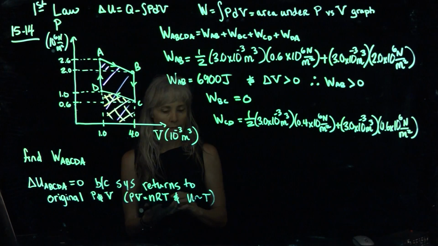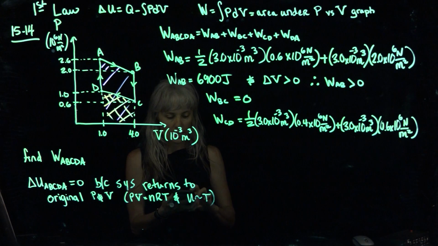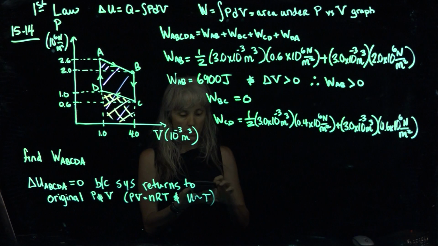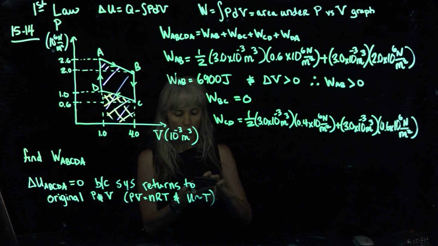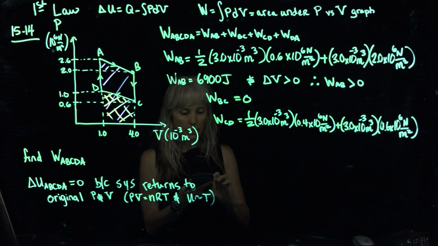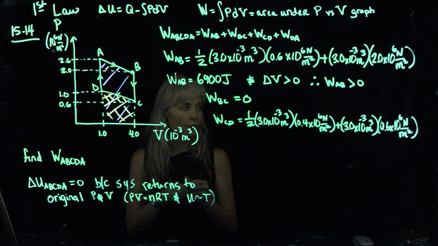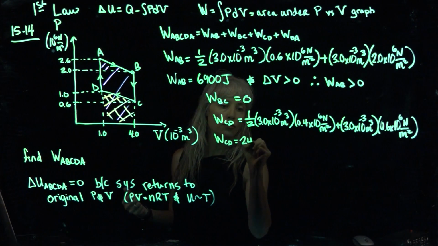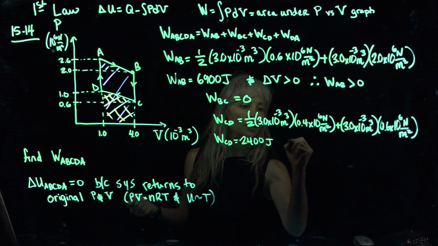So calculating that, we're going to have that number, and then we're going to add to it 3 times 10 to the minus 3 times 0.6 times 10 to the 6th. This is going to be 2,400. So the work, C to D, is 2,400 joules.